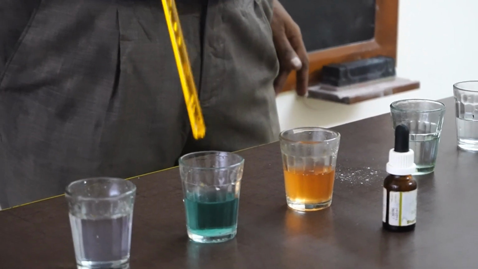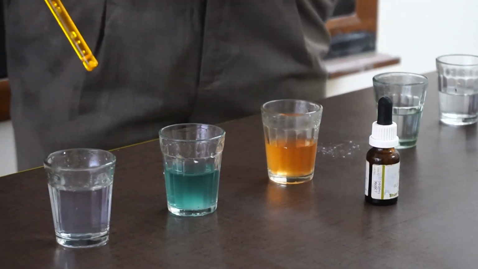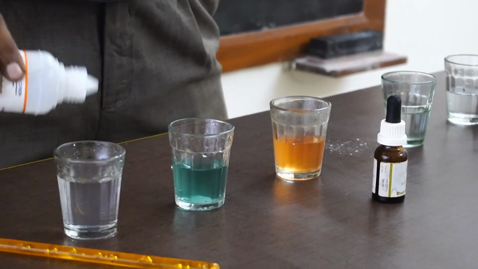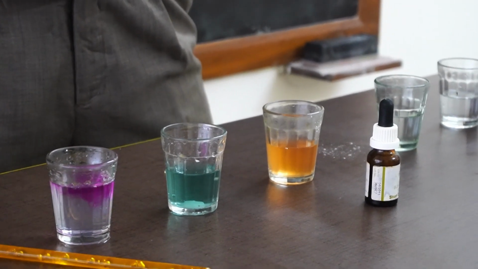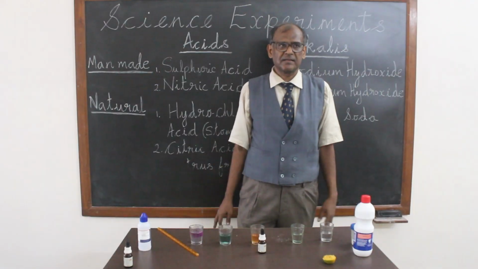Red, so it's an acid. Blue, alkali. And of course, if we put some more indicator into this, it will again turn pink. Let's see. So this is an alkali. So I hope we have understood how to identify a substance using these two indicators.